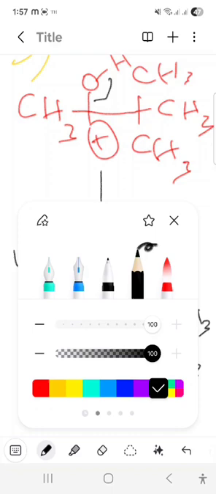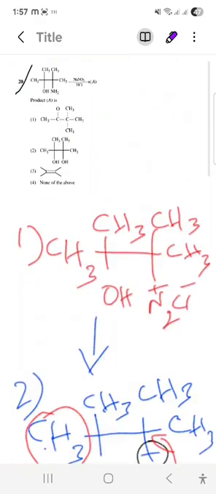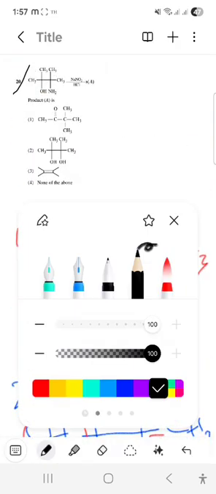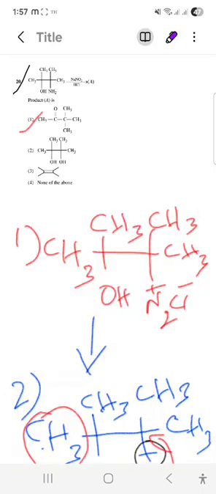So based on this, what is the final answer for this reaction? Here we get CH3 C double bond O CH3. So the final answer is the first option. Okay, thank you.